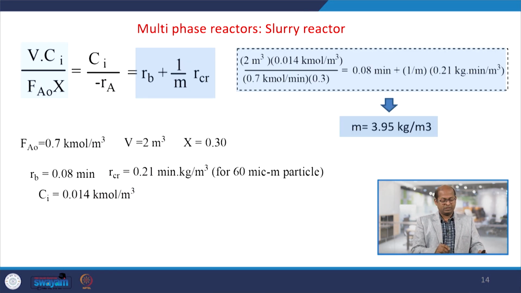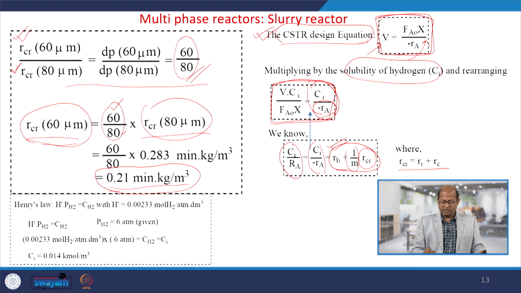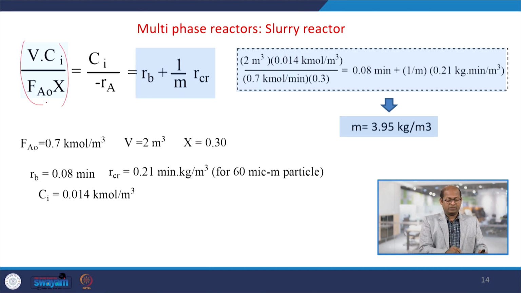here in these equations we can substitute this RCR. So, then this part equals this part. Okay. The left hand side of this equation equals the right hand side, Ci by minus Ra, that we are substituting here. So, from these two correlations we can write that this equals this. Okay. So, here we have to find out m, that is the amount of catalyst that would be charged for this particular reaction to get 30% conversion.